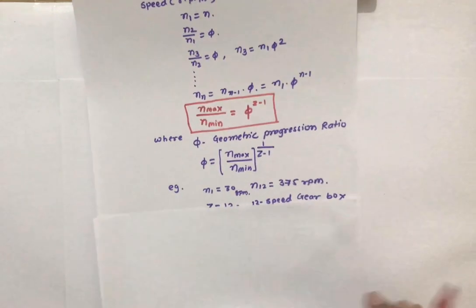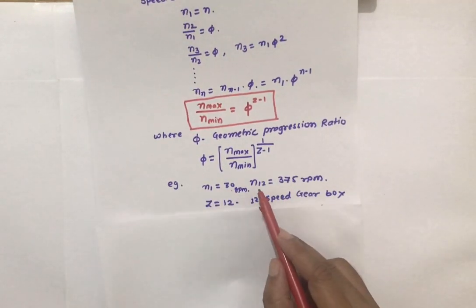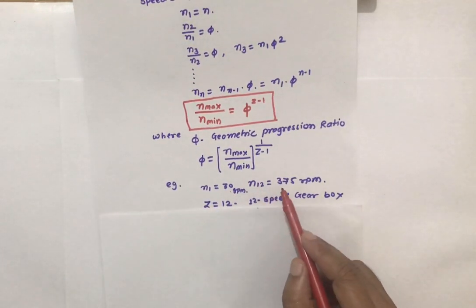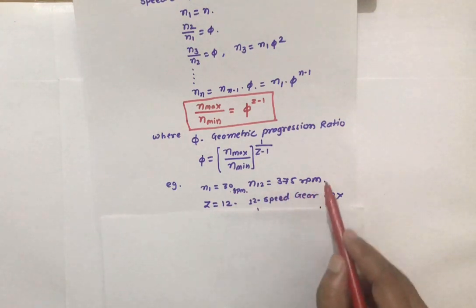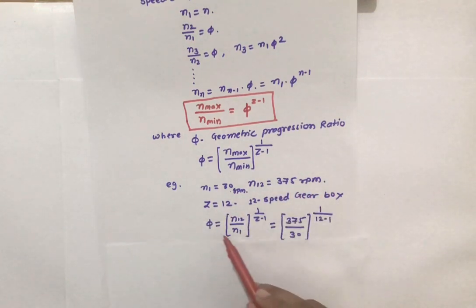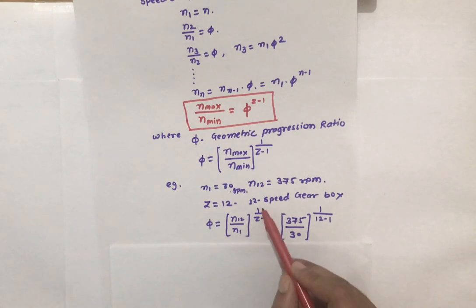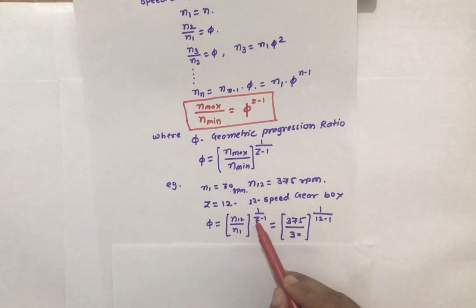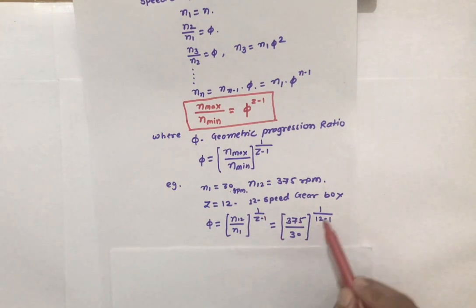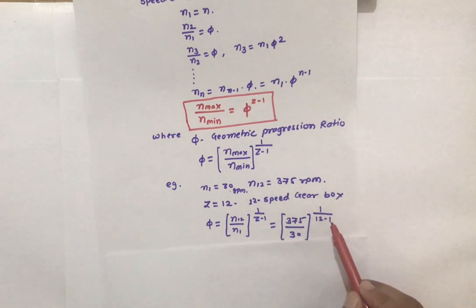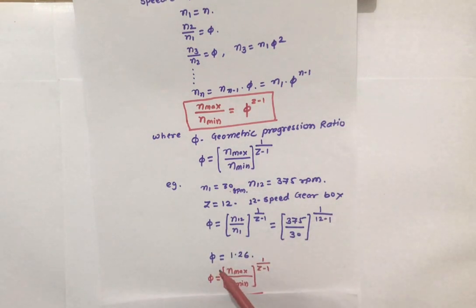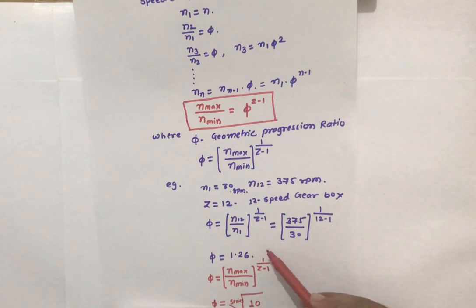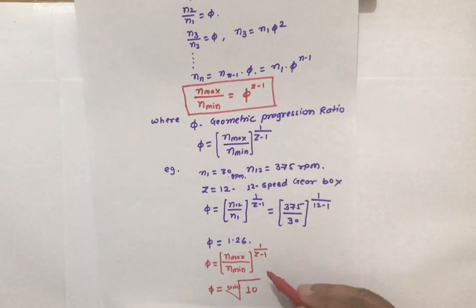Example: take N1 as 30 rpm and N12 for a 12 speed gearbox, the output rpm will be 375 rpm, so Z becomes 12. So phi is equal to N12 by N1 raised to 1 upon Z minus 1, so 375 upon 30 raised to 1 upon 12 minus 1, so phi becomes 1.26. So this is a generalized formula, N max upon N min raised to 1 upon Z minus 1. While solving problems we need this formula.